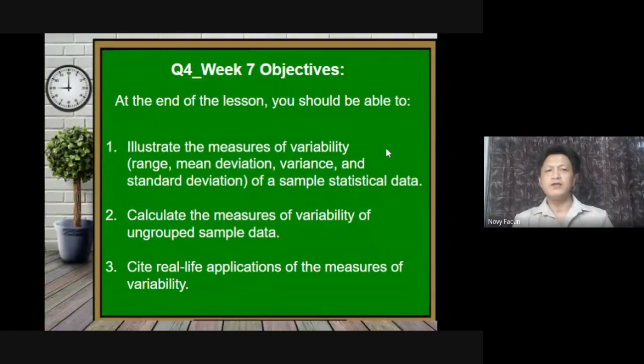So with that, our quarter for week 7 objectives. At the end of the lesson, you should be able to: 1. Illustrate the measures of variability, range, mean deviation, variance, and standard deviation of a sample statistical data. 2. Calculate the measures of variability of ungrouped sample data. And last one, 3. Cite real-life applications of the measures of variability. Ito yung kailangan nyo matutunan or ma-master this week.